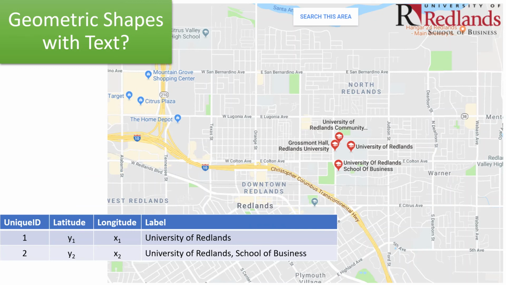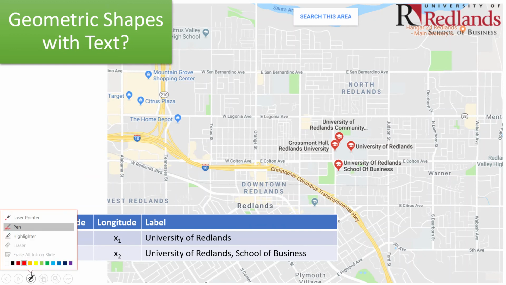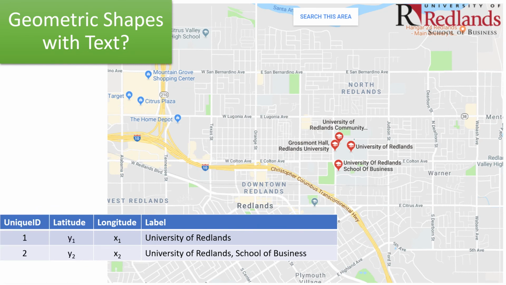These geometric shapes need to have some text with them. So this is a snapshot of the university area in the city of Redlands, California. And there are some points here that are represented, because we recall that there's no specific dimension to it. So at this particular point, we place a pin with this little graphic that tells us something. Hey, this is an academic institution. And of course, we have the wonderful School of Business right here.